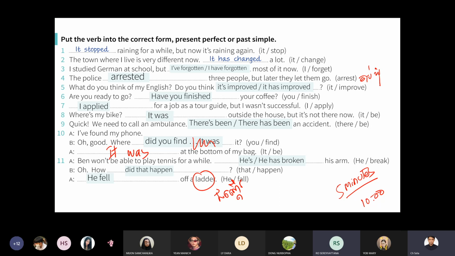Ten, I have found my phone. Oh, good. Where did you find it? It was at the bottom of my bag. Eleven, Ben won't be able to play tennis for a while. He has broken his arm. Oh, how did that happen? He fell off a ladder.